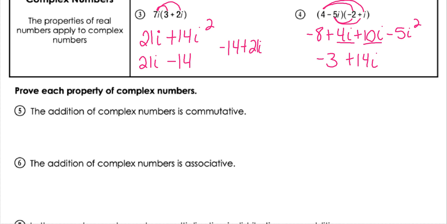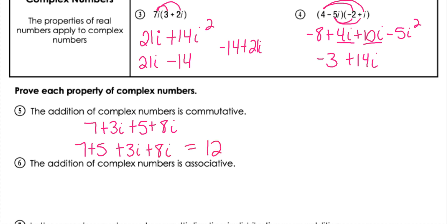All right, let's talk about some properties of complex numbers. The first one says the addition of complex numbers is commutative. Let's come up with an example of what that might look like. If I have 7 plus 3i plus 5 plus 8i, so there's two complex numbers being added together there, I can rearrange that to take the real parts and add them, and then the imaginary parts, add them. So when I do that, I get the real part plus the imaginary part.